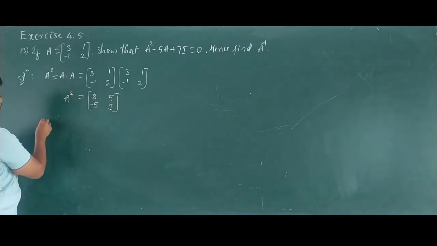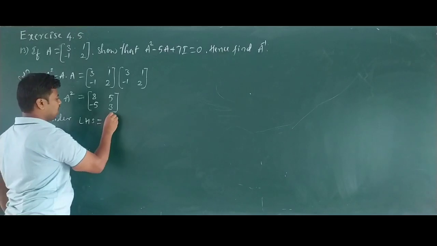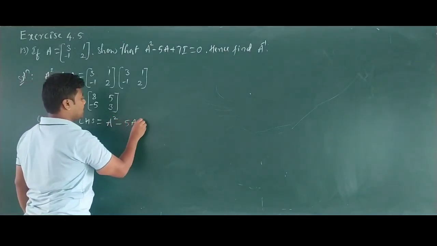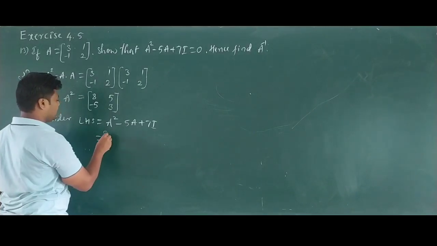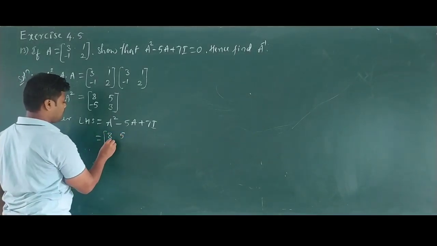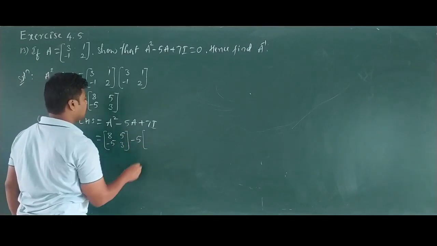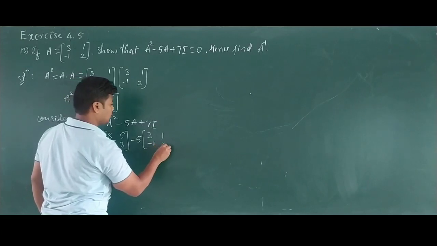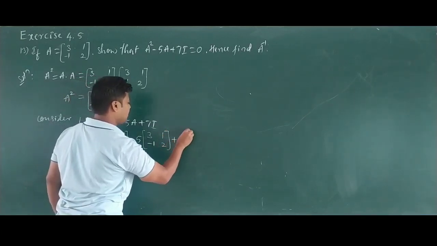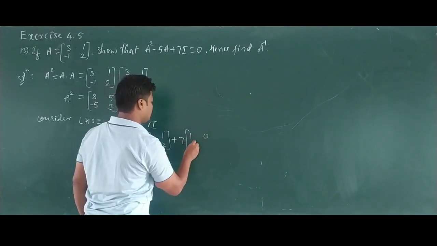Next, consider LHS equals A square minus 5A plus 7I. This equals A square, which is 8, 5, minus 5, 3, minus 5A, where A is 3, 1, minus 1, 2, plus 7I, where I is the identity matrix 1, 0, 0, 1.